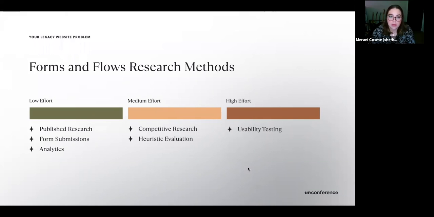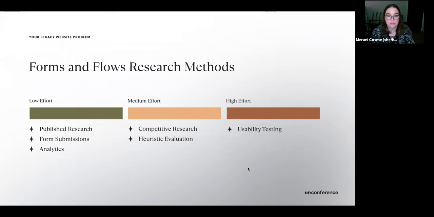For our medium effort, first we can do a competitive analysis, like we did with our navigation. Look at what others are doing. Is there anything that stands out from your research? Are there things that seem to be essential for all forms and flows? Who's doing it best? Who's doing it the worst? This is all good information when it comes to updating your site's forms and flows to have a good experience for your users.